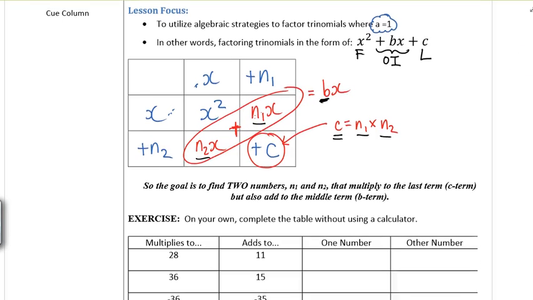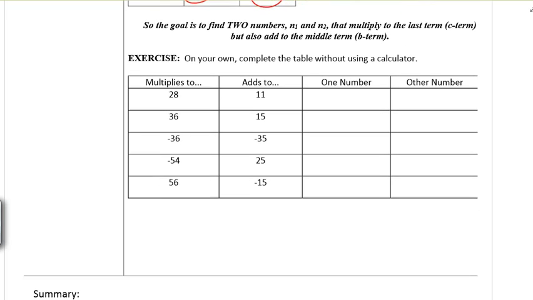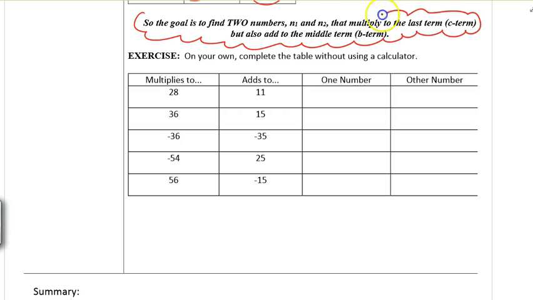So let's do some practicing on finding those two numbers. I have a little exercise here. Find two numbers that multiply to that last term, and add to the middle term. So let's give it a go. What two numbers multiply to 28 and add to 11?